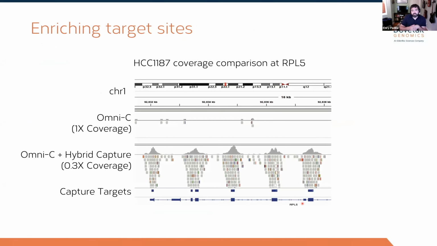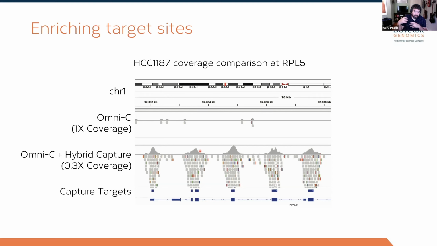So here is just a snapshot from a genome viewer where we're looking at RPL5, and here is the RPL5 gene. Here are the capture targets here in blue. And then here we're looking at Omni-C coverage sequenced at only 1x coverage versus the Omni-C hybrid capture approach sequenced at only 0.3x coverage. As you can see, 1x coverage is fairly sparse. We expect that at 1x coverage, you're not really going to do a great job of covering the genome. But when we introduce the hybrid capture panel, we're enriching over those target sites, just like you would expect with a shotgun library set or a whole genome sequencing library set.